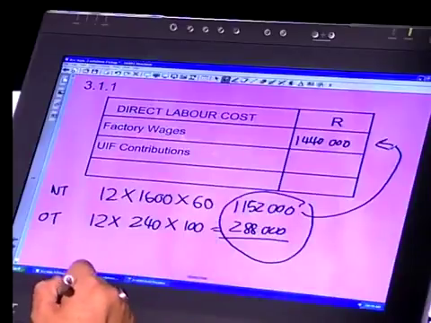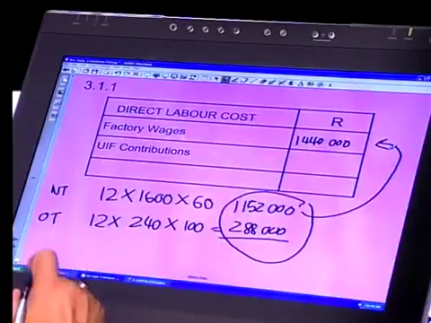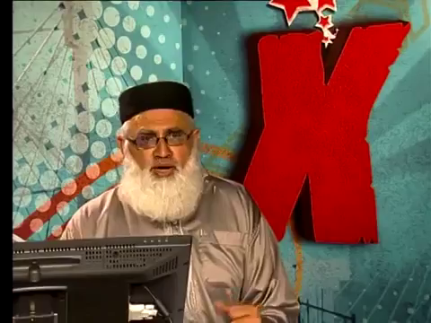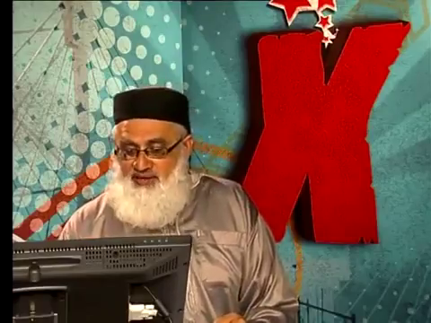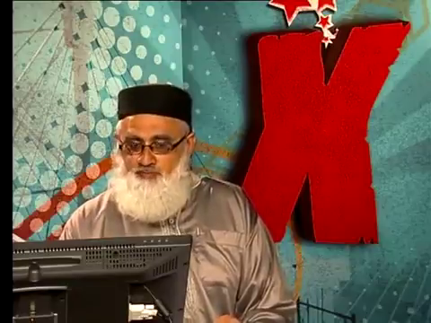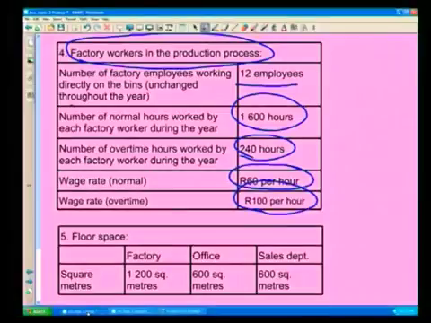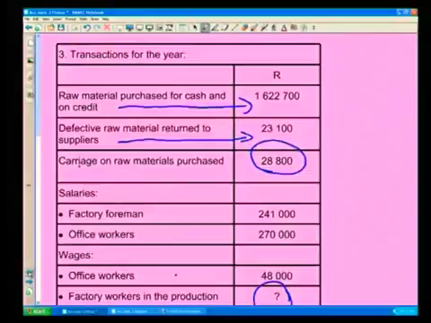Now what's important here, grade 12s, is for you to show the calculation. Why? Because let's assume you get one calculation incorrect, you could still get part marks for the other calculation. So please, once again, show your calculations.